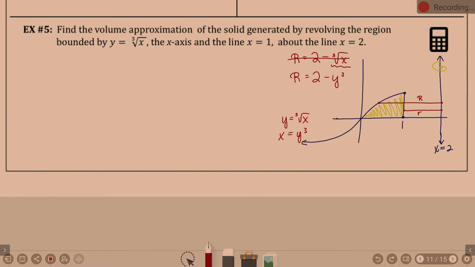Okay? What about little r? Little r is 2 minus 1, isn't it? Axis of revolution is 2. Closest piece is 1. 2 minus 1, which is going to be 1. Okay, you ready? Let's do some math. Let's set it up.